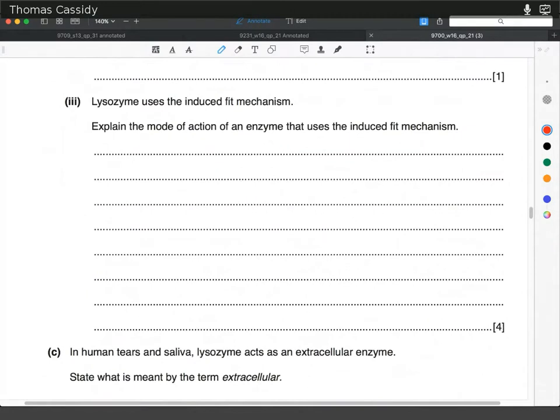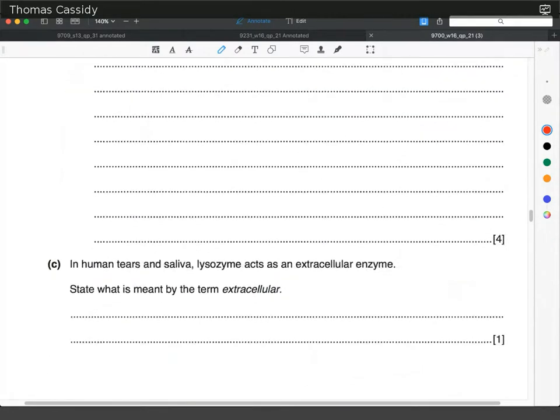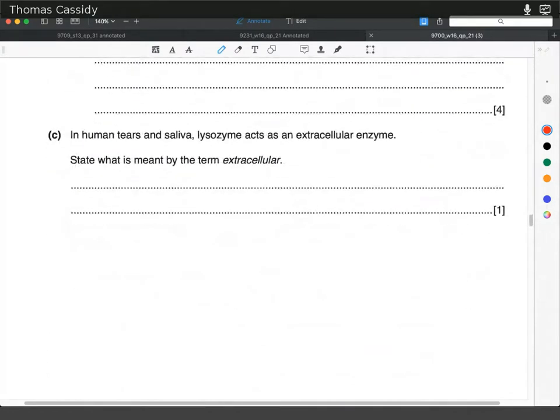They don't get much longer than that in this paper. And then right at the end, they throw in a quick one: state what is meant by the term extracellular. Again, the clue is in the name. It's not like it's a Latin word. We have to remember we've got 2 parts to it. We've got the word extra. Usually, if there's an E and an X, it means outside.